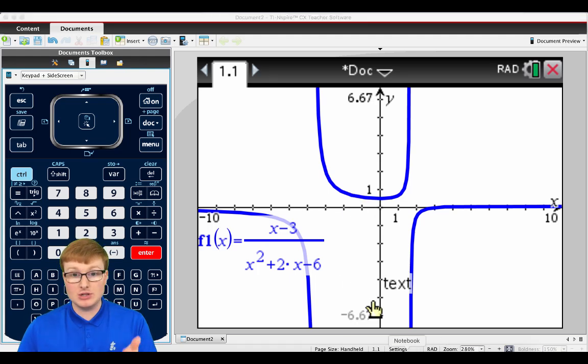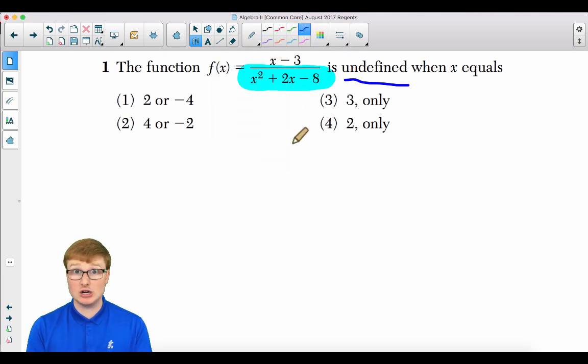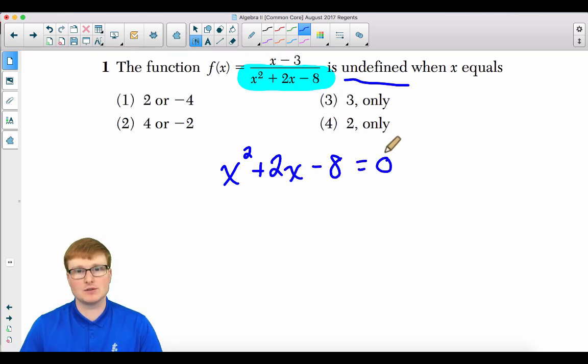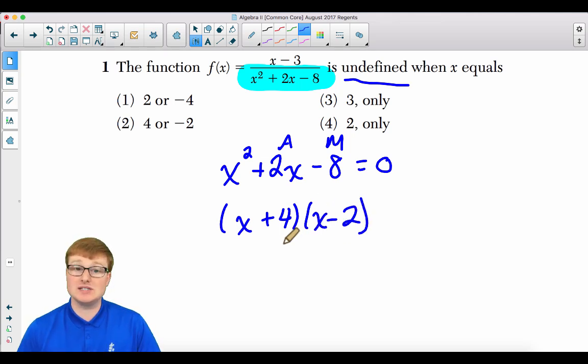You are smart people. You know that a fraction is undefined when you take the denominator and set it equal to the number 0. Those are the x values that it cannot be defined at. So all you do is take the denominator, x squared plus 2x minus 8, set it equal to 0 and solve for x. This is just a basic factoring question. What adds to positive 2 and multiplies to give you negative 8? That's just going to be x plus 4, x minus 2, because 4 times negative 2 is negative 8, and 4 plus negative 2 is positive 2.